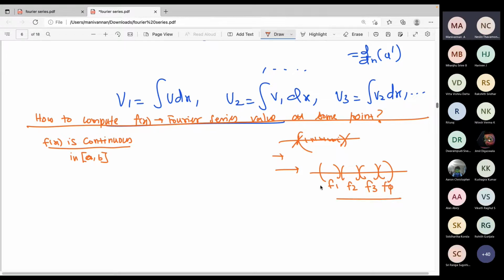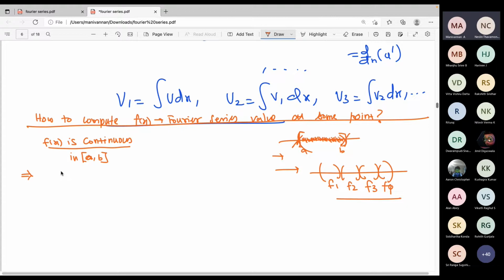Okay, hope you got this idea from the graphical things. So f is continuous means that for the interior points of the interval a to b, I can choose any point from this interval. That is called continuous here. So how are we going to compute the Fourier series of your f of x?